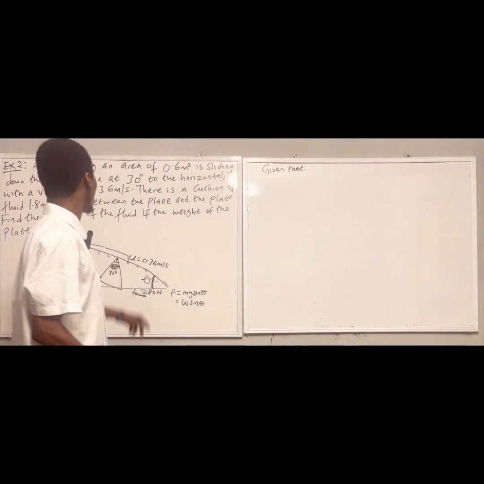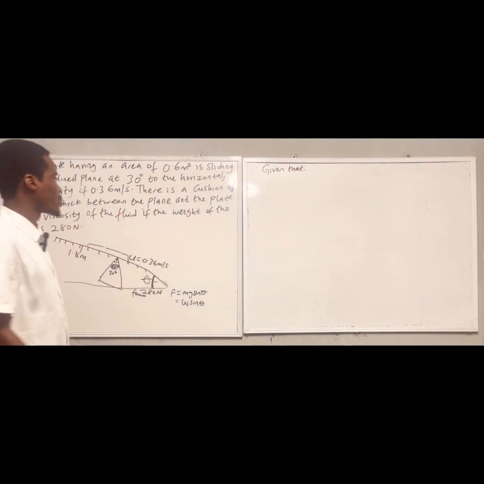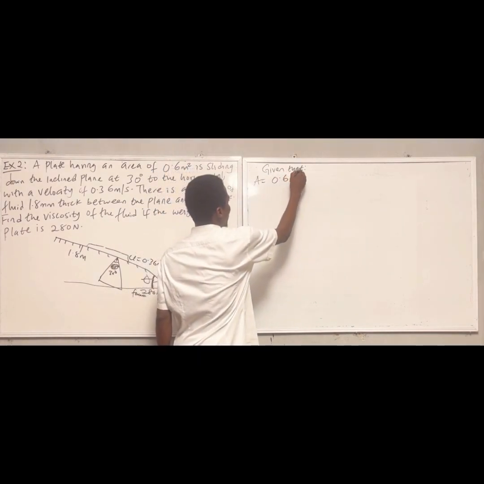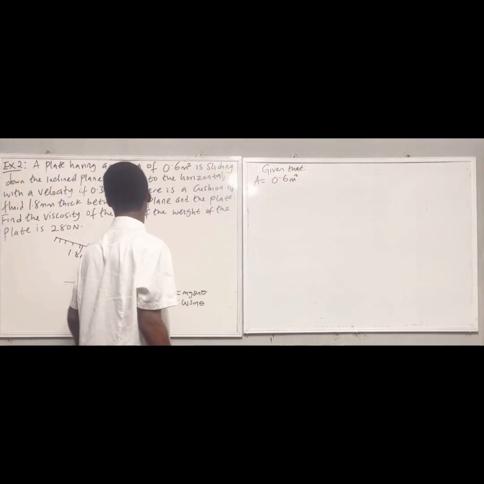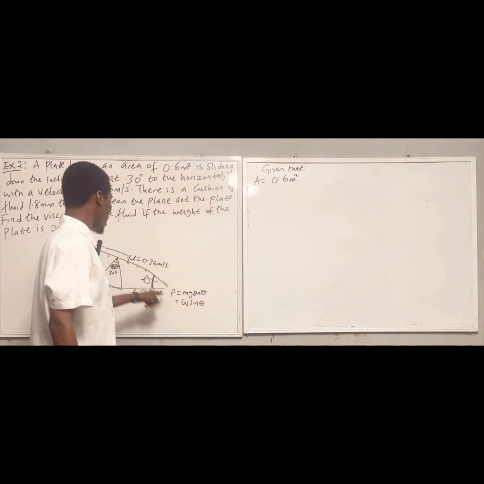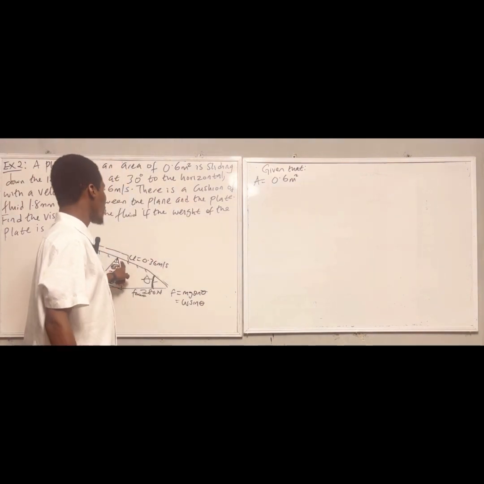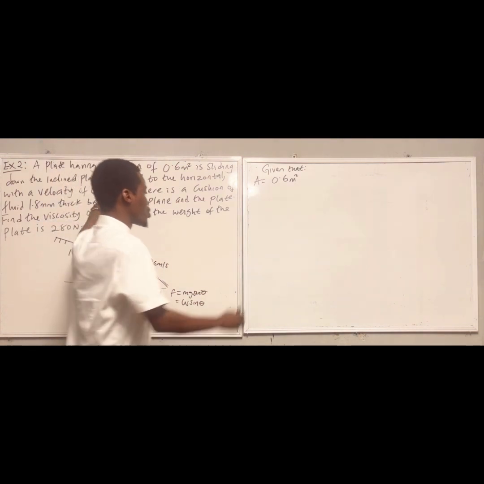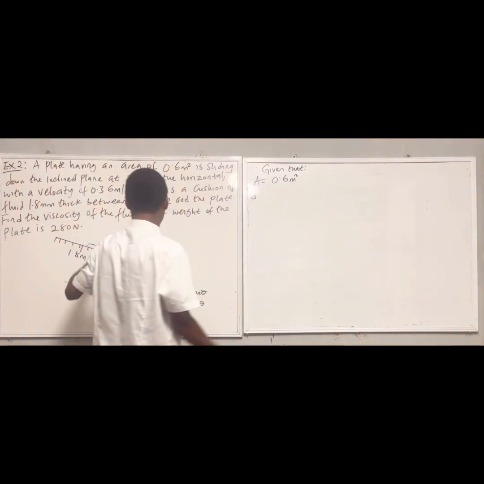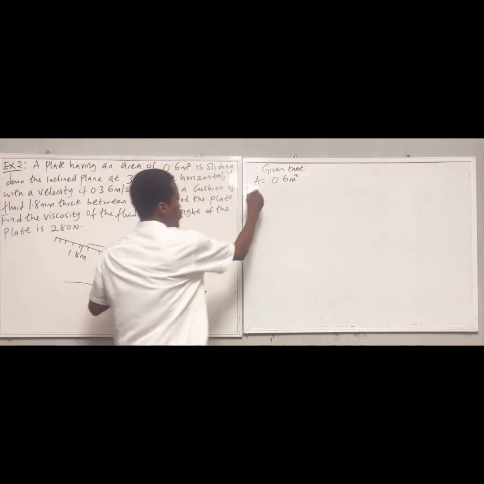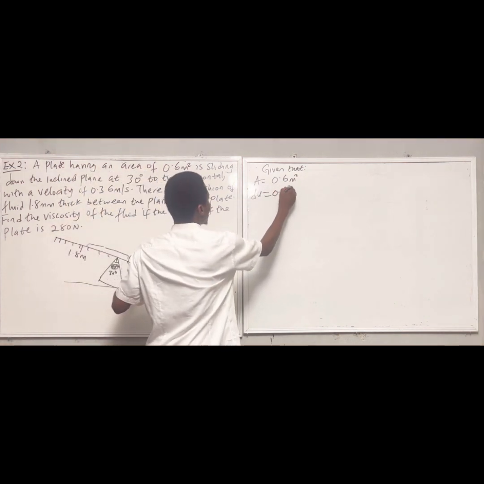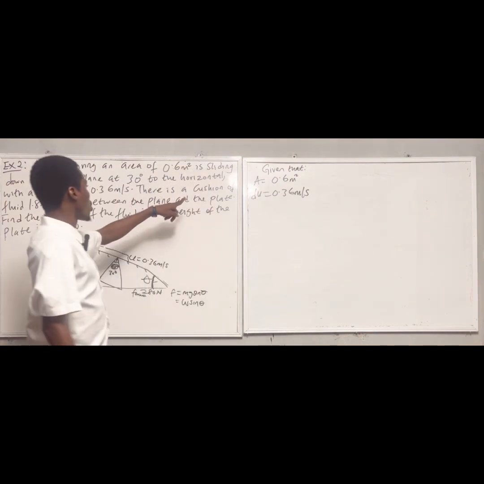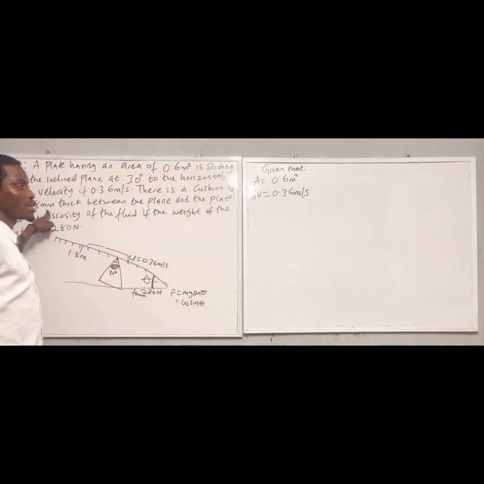So what do we have here? A plate having an area of 0.6 meter square is sliding down an inclined plane at 30 degree to the horizontal with a velocity. Our velocity is du, which is 0.36 meter per second. There is a cushion of fluid 1.8 meter thick.